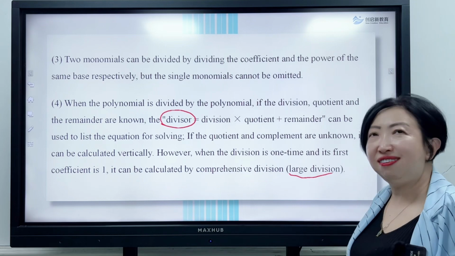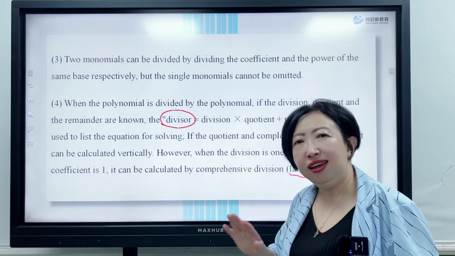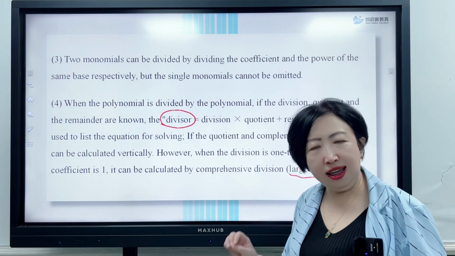Here the last division we can learn in the next class.